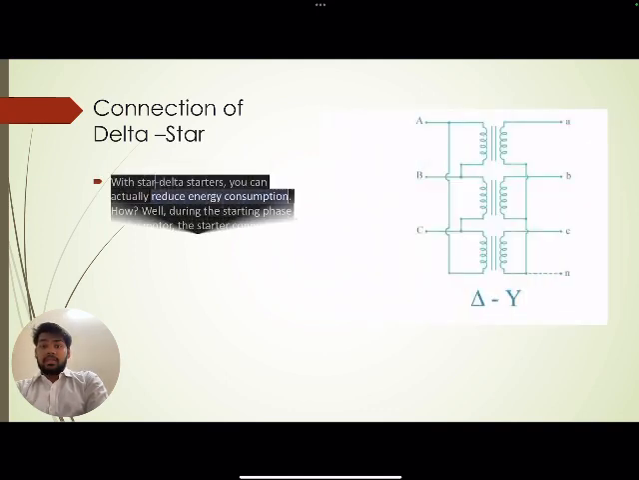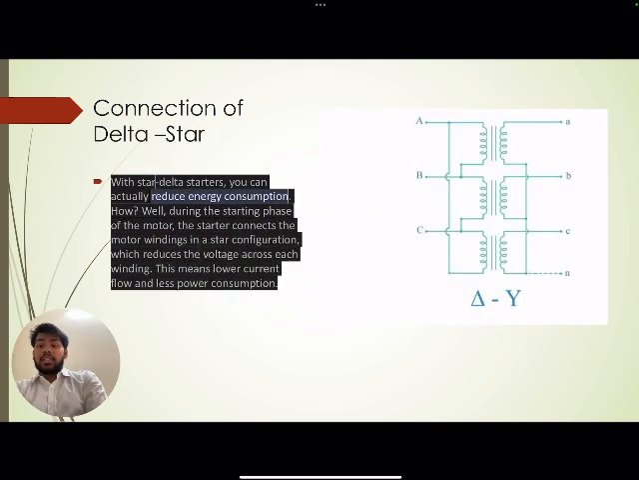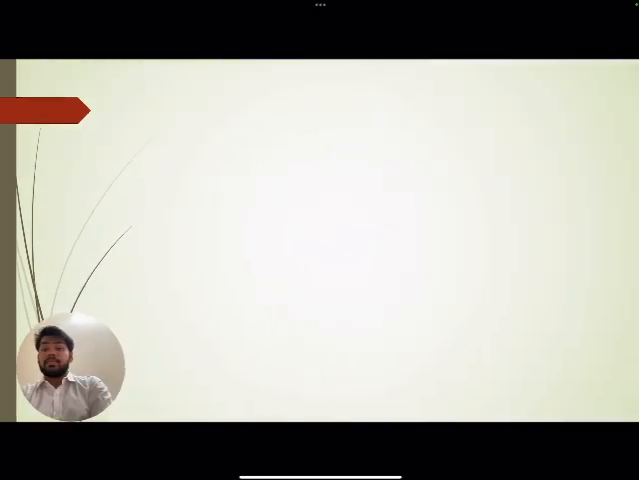Now the connection of delta to star. Star to delta starters can actually reduce energy consumption. How can we reduce energy consumption? Well, during the starting phase of the motor, the starter connects the motor windings in a star configuration, which reduces the voltage across each winding. This means lower current flow and less power consumption.